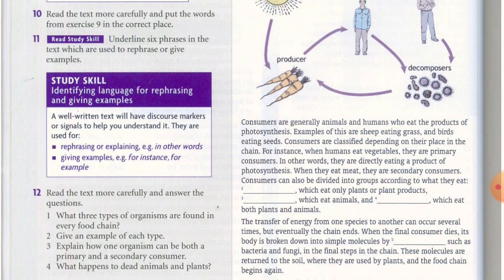Underline 6 phrases in the text which are used to rephrase or give examples. For example, a well-written text will have discourse markers or signals to help you understand. They are used for rephrasing or explaining. For example, in other words, giving examples. For instance, for example.